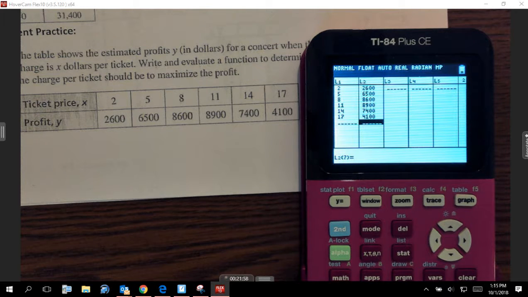Once you've typed it in, go find the equation. I'll catch up to you. Well, you were supposed to go up and clear before you started. Delete might work. Hit delete. Okay. But if you go up and clear, you won't have to worry about that.